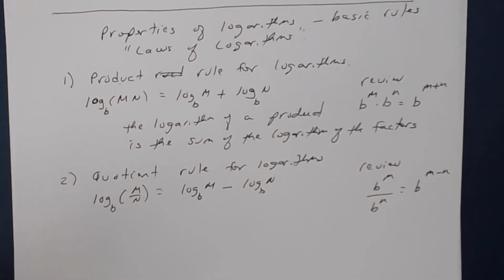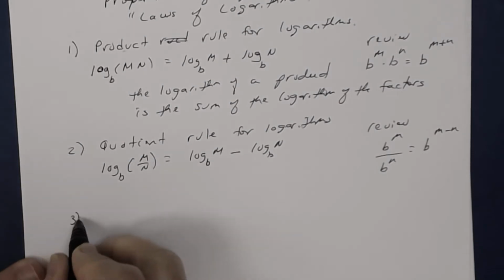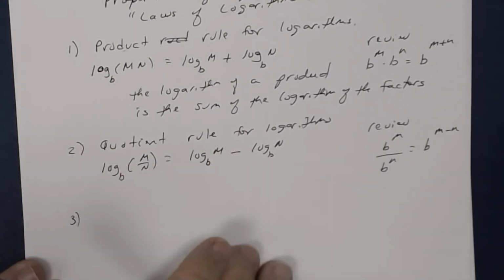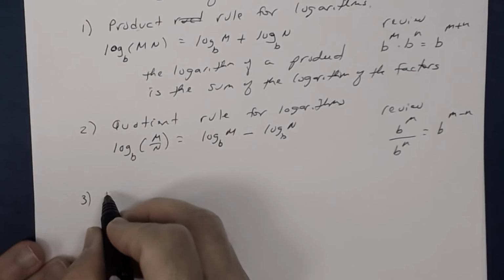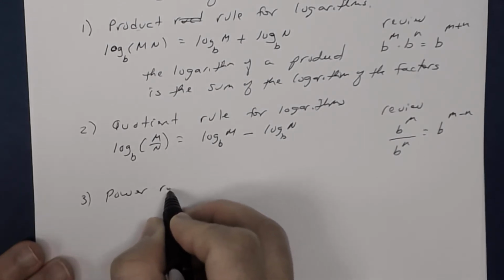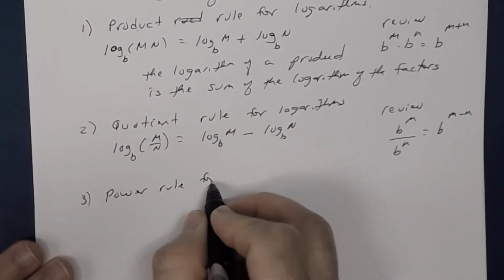Then the next rule, so there are 3 of them. There's a product rule, quotient rule, and then the other one is called the power rule. So, the power rule for logarithms.